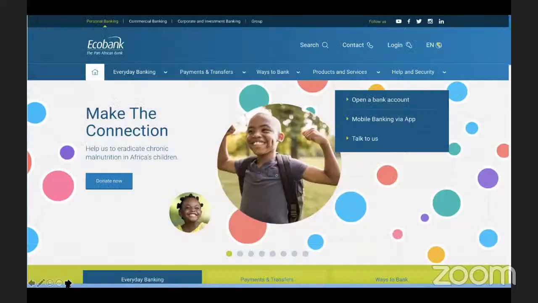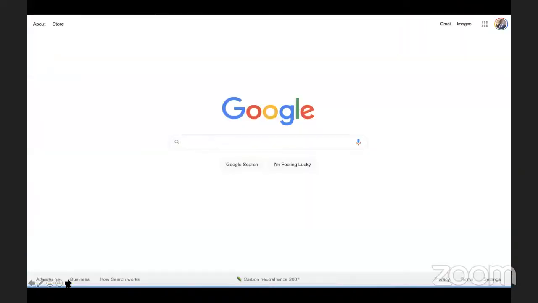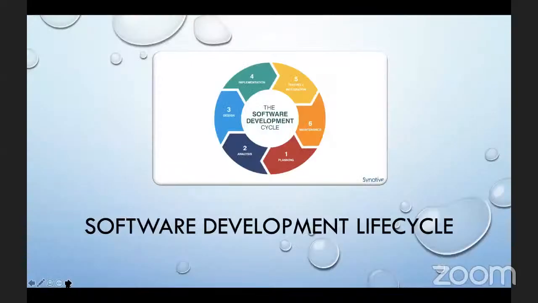Every platform that you see, EcoBank, there's a great platform as well. Every platform that customers interact with, Google, behind the successful launch of these platforms is what we call software development lifecycle. Every platform that you see will have to go through multiple iterations, right? Different phases. It's a life cycle. That is what we call it, right?